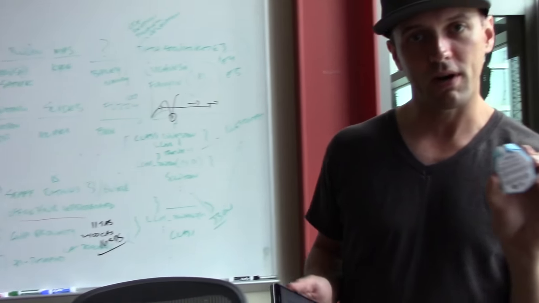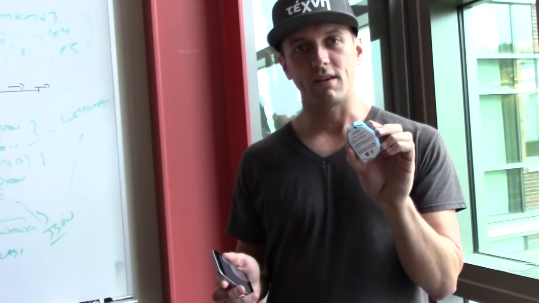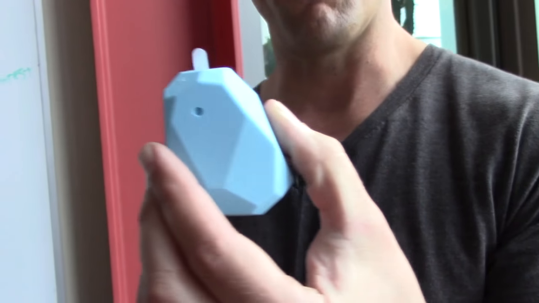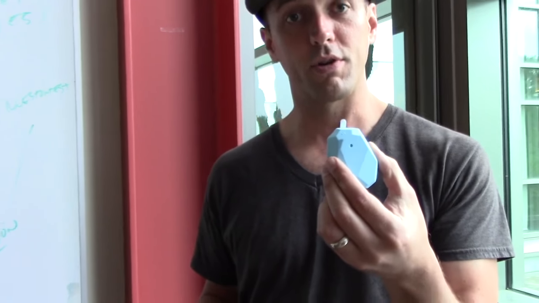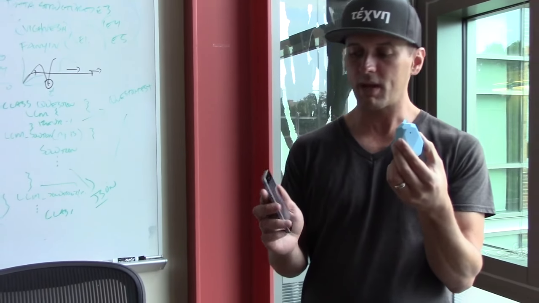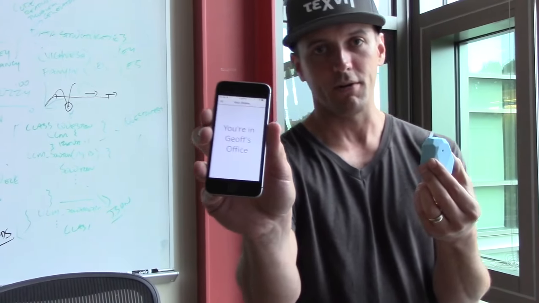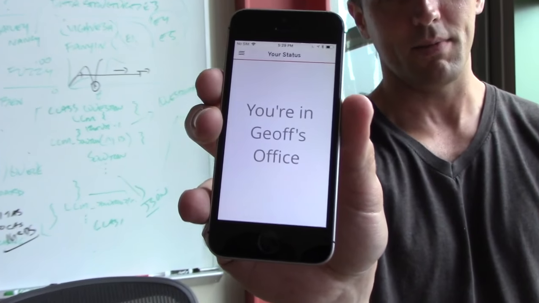So this is a Bluetooth proximity beacon, and we put these, I have one here in my office, and then we also have some in the room that we use for office hours. So when you're in range of one of these beacons, our app knows where you are. So now it knows that it's in my office.